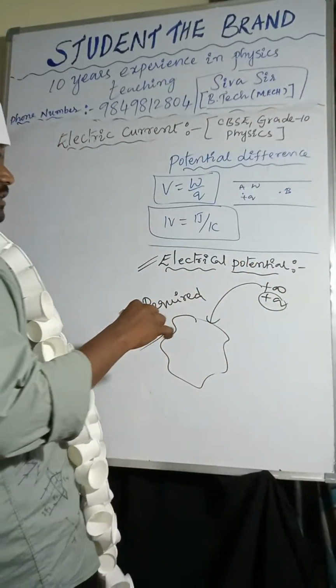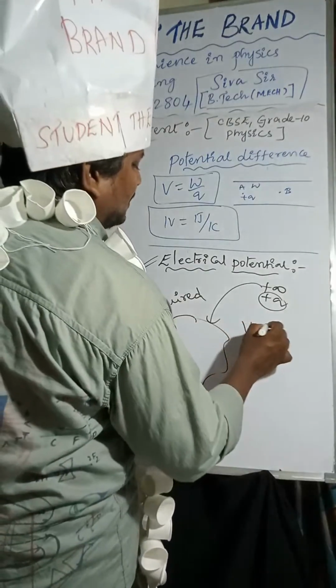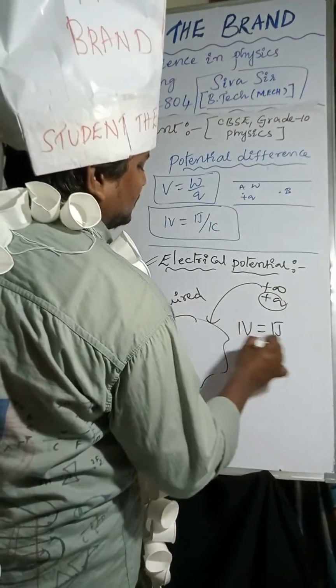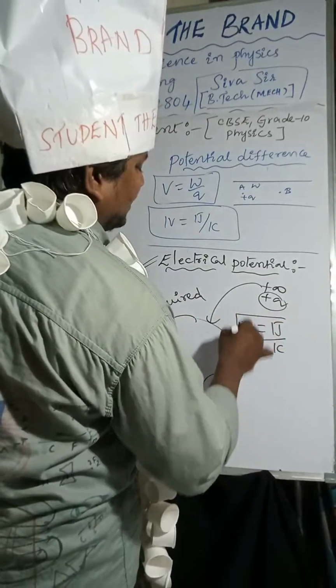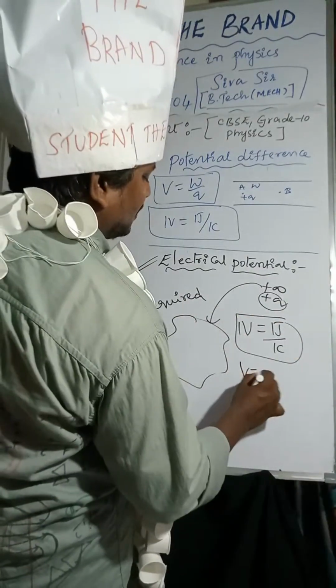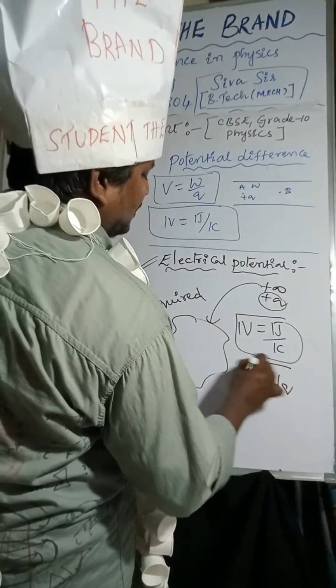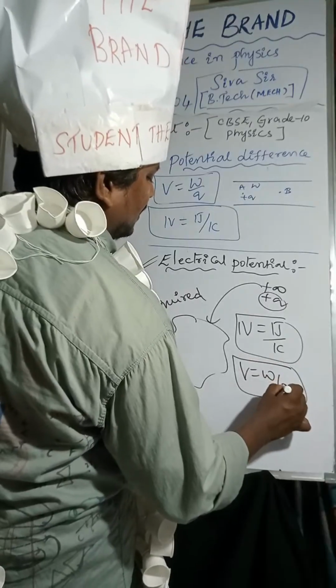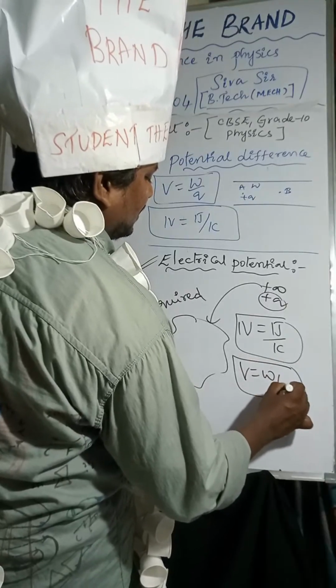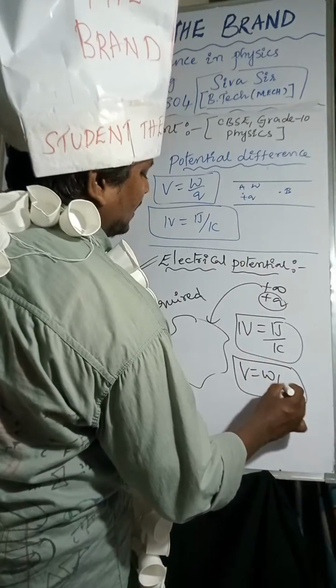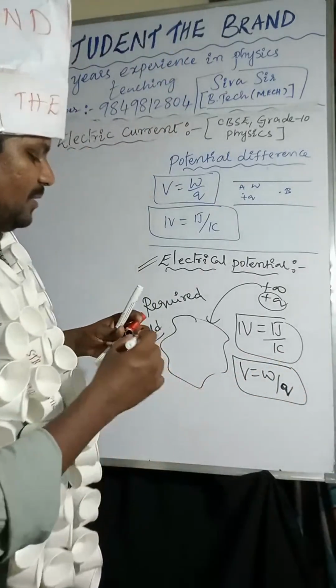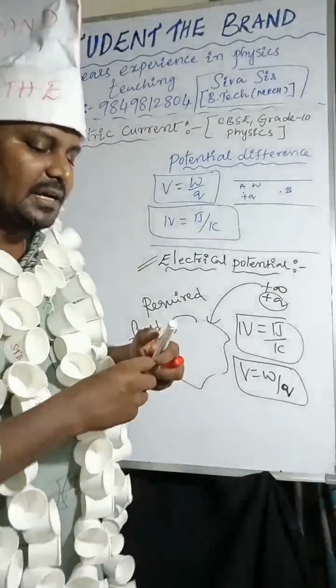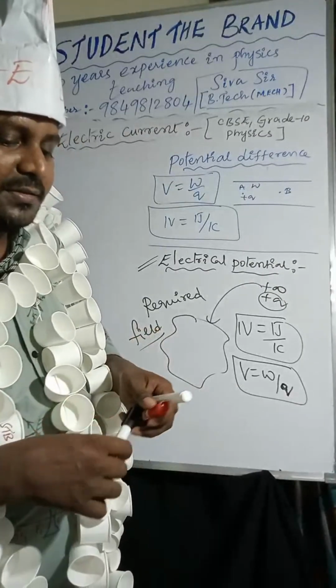Same as before, 1 volt equals 1 joule by 1 coulomb. The same thing we can take: V equals W by Q. So that is electrical potential.